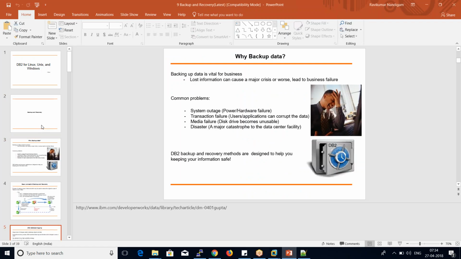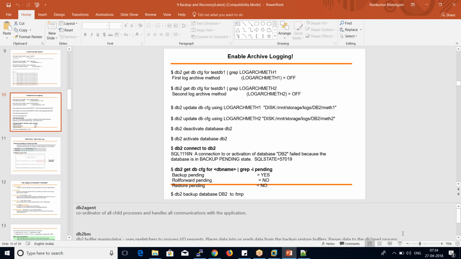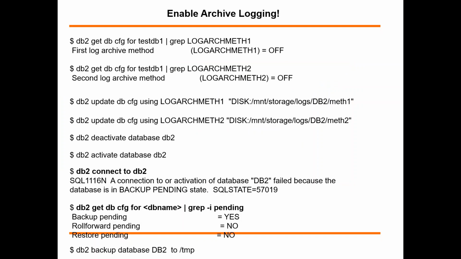So continuing from where we left off yesterday, how do I convert my database from no archive log to archive log mode? There is a DB level configuration parameter, log arc method 1 and method 2. That means I can put my transactional log file in two different archive directories or file systems for the safer side. Sometimes you do one on a disk and one in a TSM.